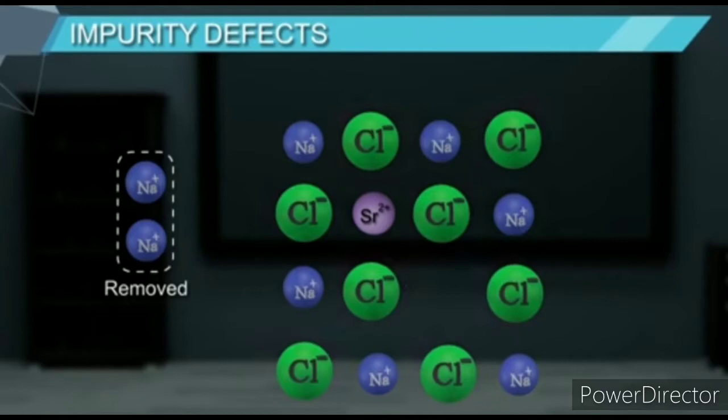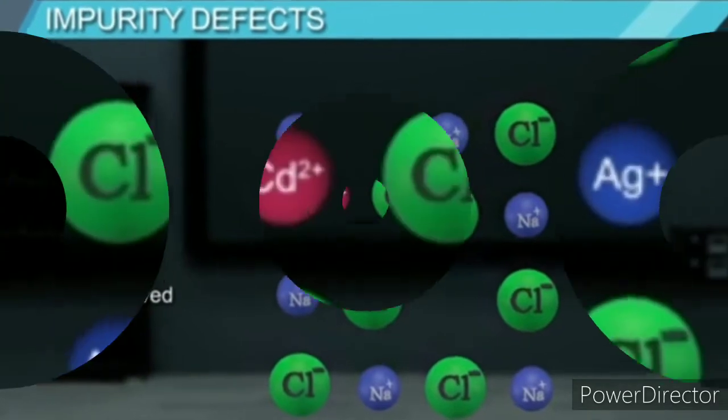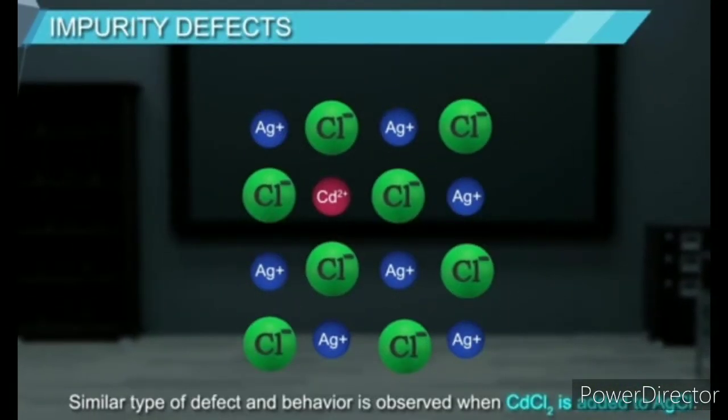The cationic vacancies thus produced are equal to the number of Sr2+ ions replaced. Another example is molten AgCl containing a little amount of cadmium chloride as impurity.